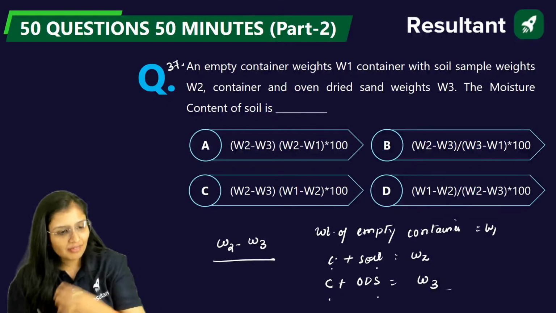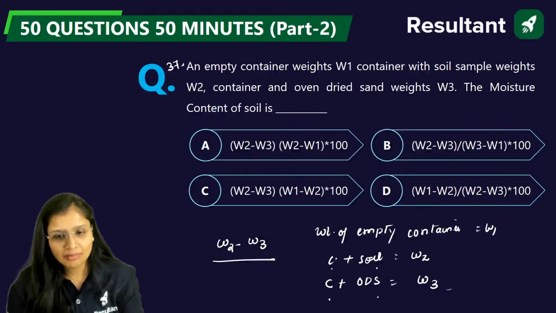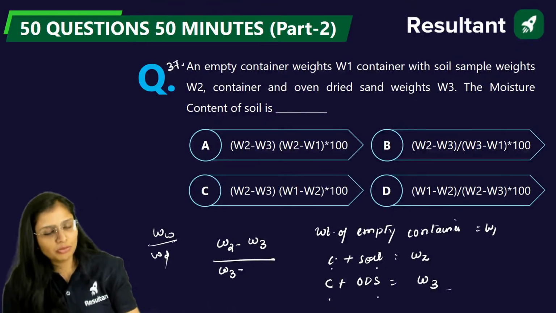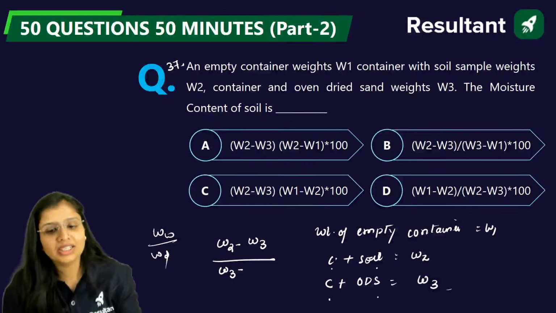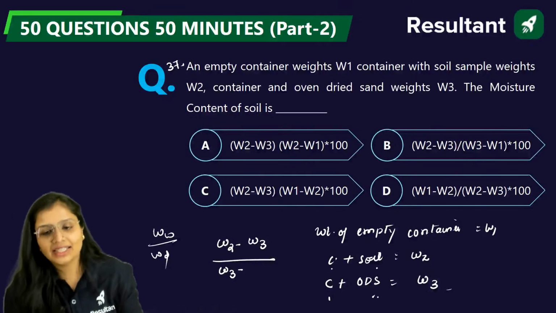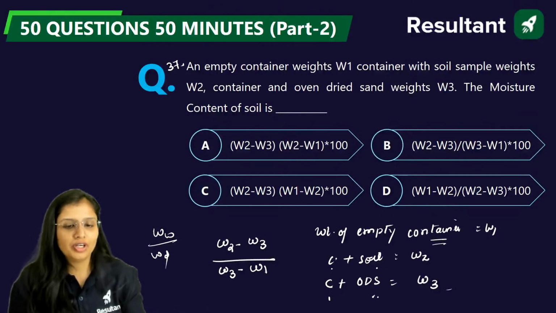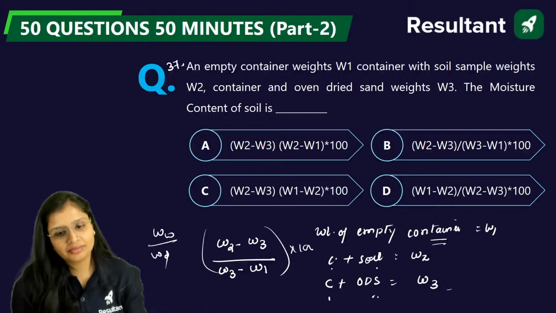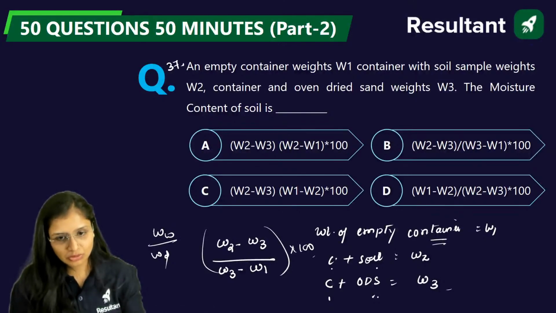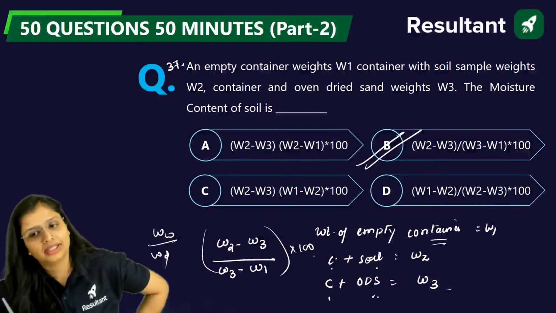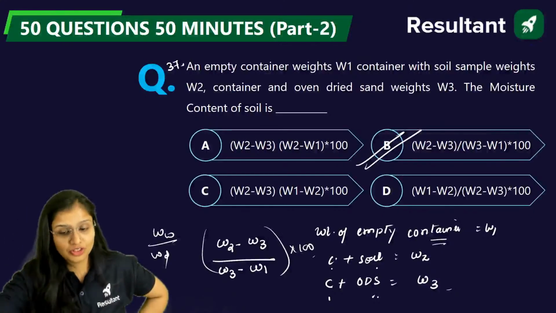Divided by the weight. This is weight of water upon weight of the solid. Okay, so I wrote water in the numerator. Weight of the solid is how much? Container plus oven dried sand, and this is only the weight of container. So subtract just the weight of container. And if you want in percentage, multiply by 100. Which one will be correct? W2 minus W3... B1. Correct. Everything looks the same, so you have to check it out.